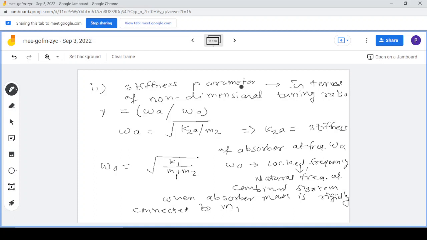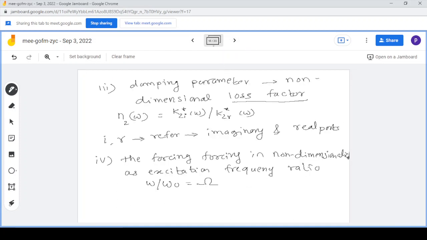And the third parameter is the damping parameter, which is the non-dimensional loss factor. So this N2 of omega is equal to K2I star of omega divided by K2R star of omega, where I and R refer to the imaginary and real parts. And the fourth is the forcing frequency in a non-dimensionalized form as the excitation frequency ratio, that is omega by omega 0 is equal to omega, right?